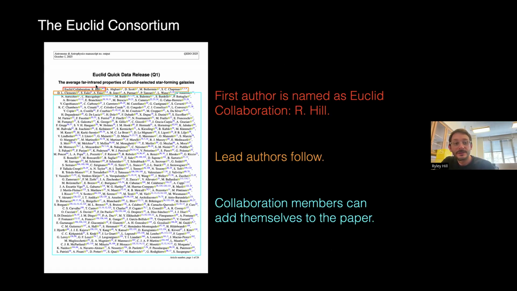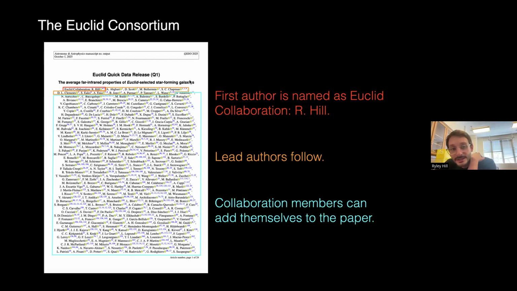So if you see a Euclid paper, this is kind of how it looks. The first author is Euclid Collaboration colon the name. So this is not a Hill et al. 2026 paper. This is a Euclid Collaboration Hill et al. 2026 paper. That's what you see when other people reference your paper. It will say Euclid Collaboration first and then your name. It's just the format that's been chosen by the collaboration. I think it is nice because it emphasizes the fact that you wrote a paper with a big collaboration.